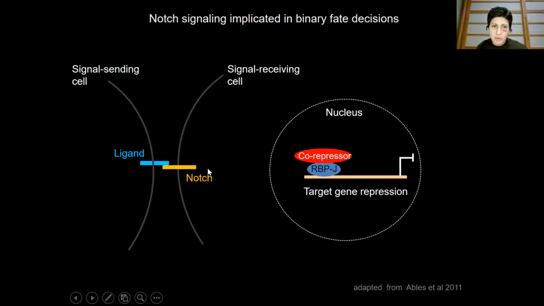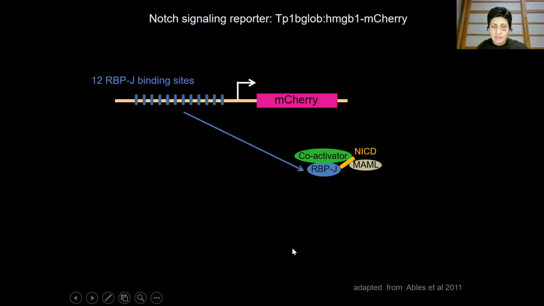So as a reminder, for those of you who may not know, Notch is a transmembrane receptor that interacts with different ligands on neighboring cells, after which a cleavage event occurs where the Notch intracellular domain goes into the nucleus and together with a complex essentially initiates target gene activation. Now this particular complex is being taken advantage of by several Notch reporter transgenic lines that are around in the zebrafish world, and one of them, for example, expresses mCherry whenever Notch signaling is active.